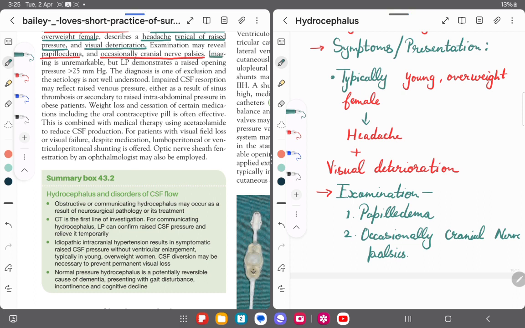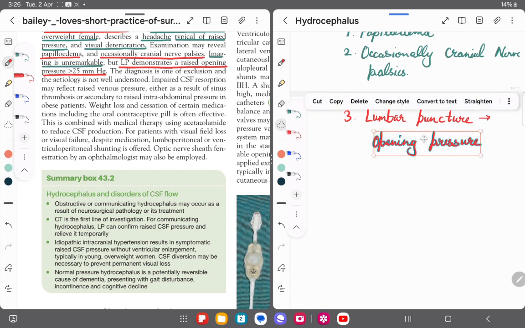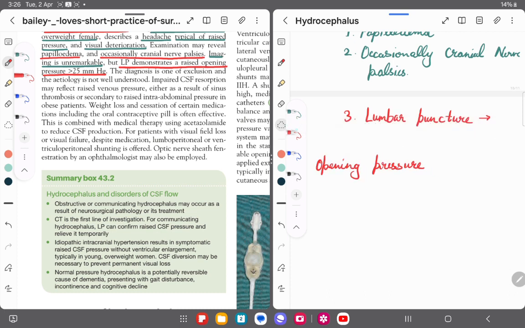The imaging is unremarkable. Number 3 is lumbar puncture, which demonstrates a raised opening pressure of more than 25 mm Hg.